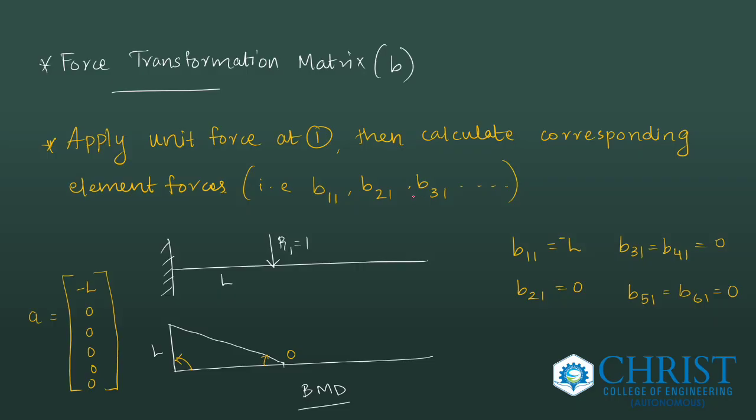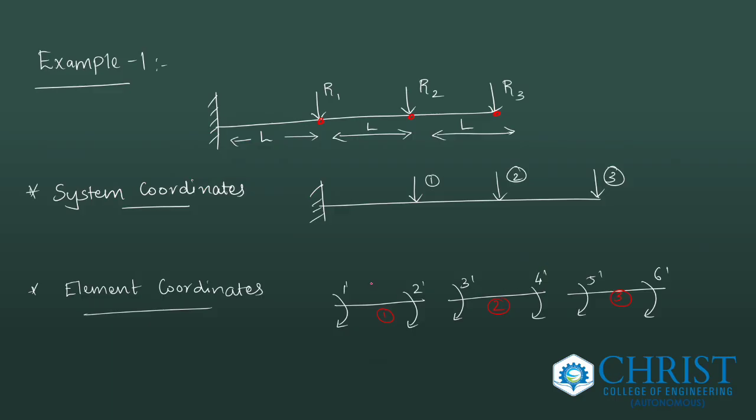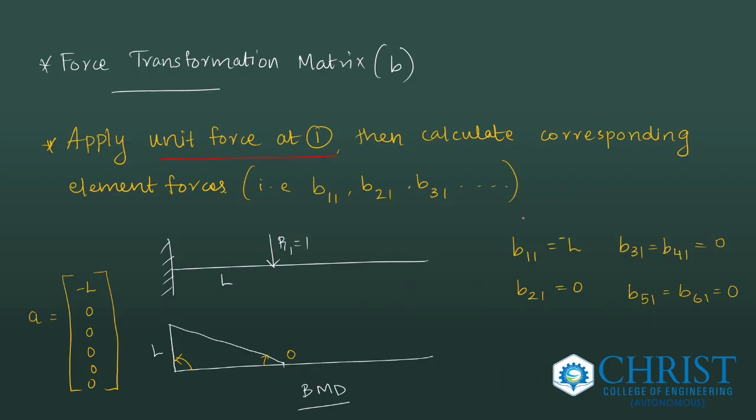The first procedure is that we have to apply unit system force, unit force at the first system coordinate, and then find the corresponding values of the element forces at each point. There are 6 element points, and we are applying a unit load R1 equal to 1 at the first system coordinate. So we will get 6 values. So B11 is force at 1 due to system force at 1.